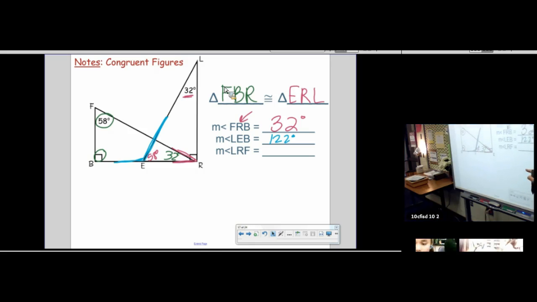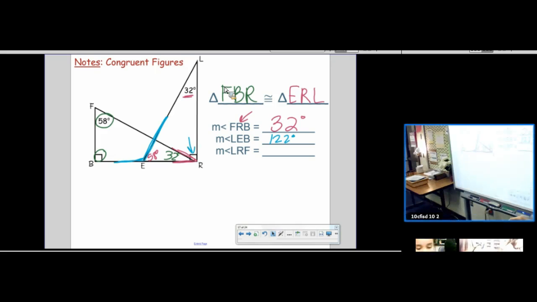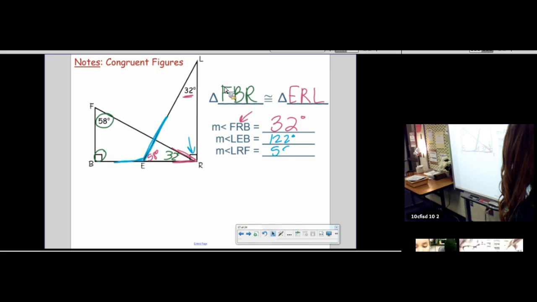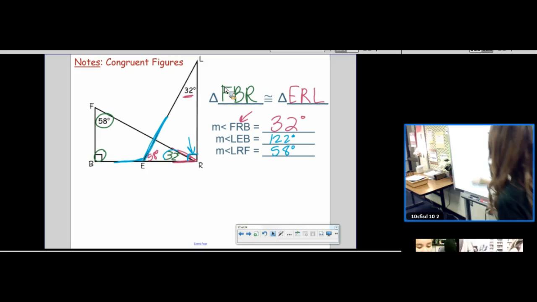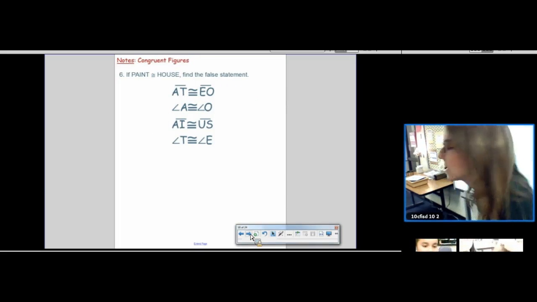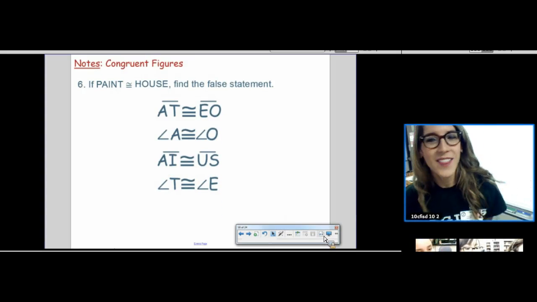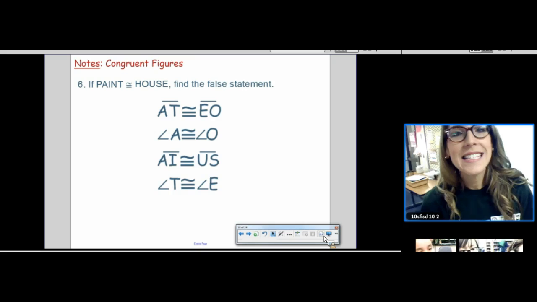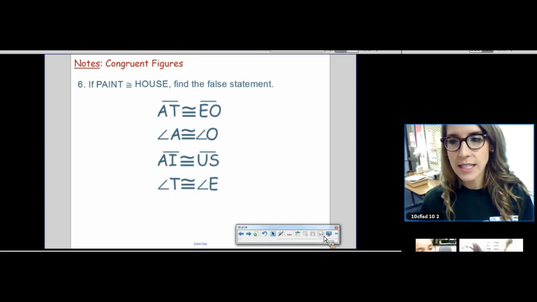LRF would be this angle right here. It would be the complement of 32. 90 minus 32, so it would be 58, because this is a right angle and we have 32 already used up. So sometimes your triangles will be overlapping. This is the last slide. Remember those district questions they love to ask, which of the following is not true? So I want you to find the statement that is false.